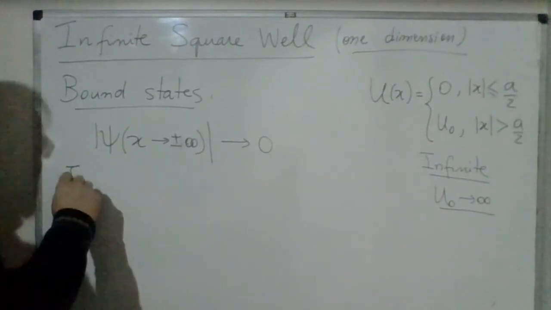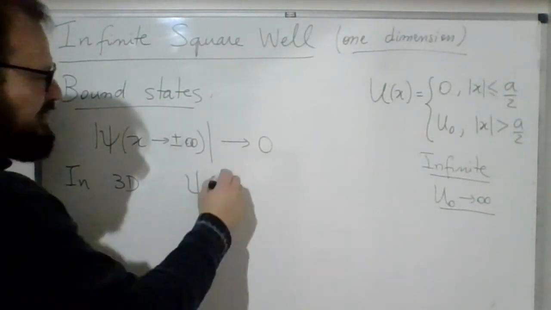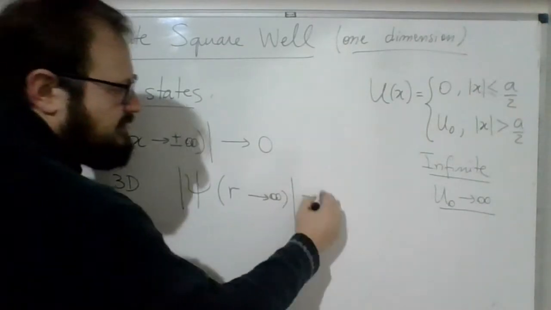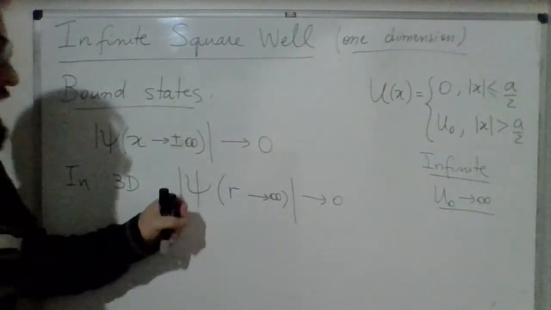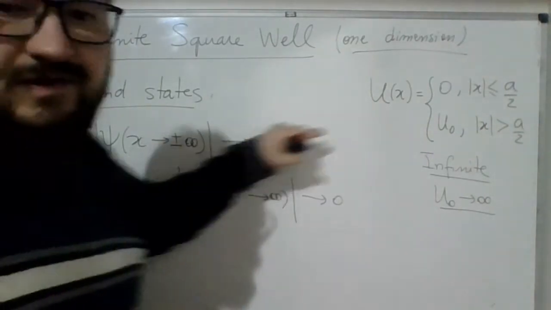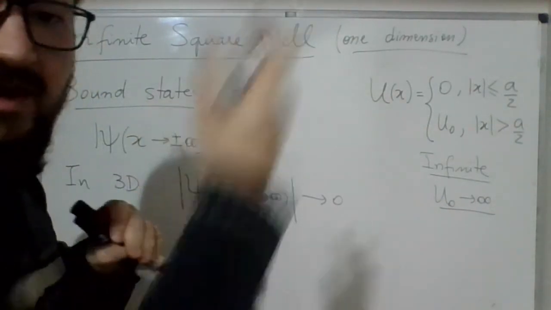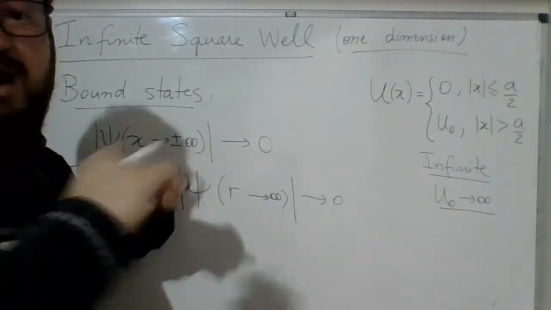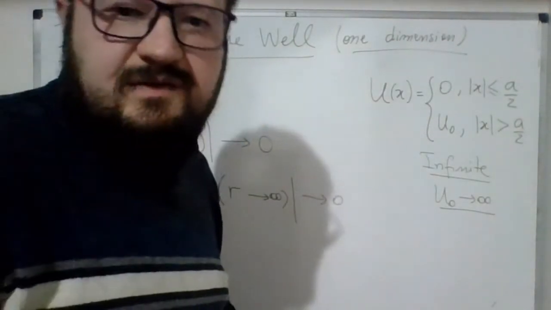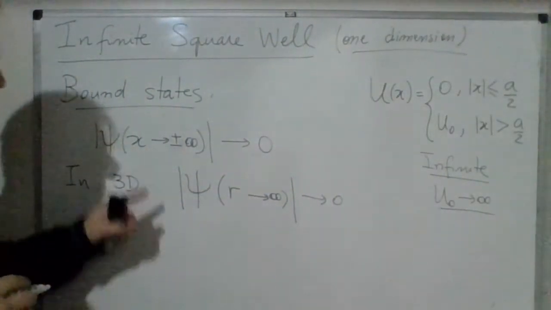In 3D problems, for instance, we consider psi at the radius going to infinity, and the modulus of the function must vanish. Usually you can define the energy so that the reference scale for bound states corresponds to negative energies and non-bounded states positive energies, but it depends on some constant. In the case of the one-dimensional infinite square well, we will have bound states and we will define the energy so that the eigenvalues of the problem will be positive, all right? So this is very important.